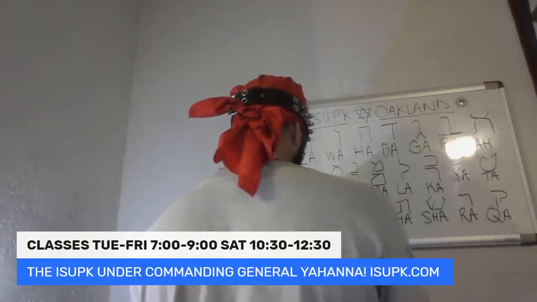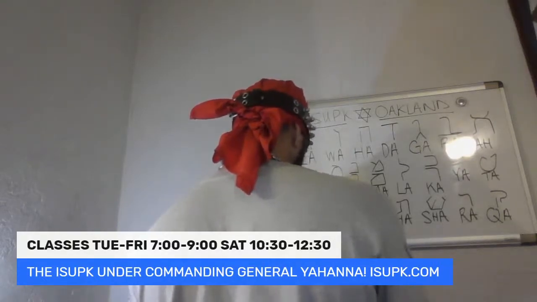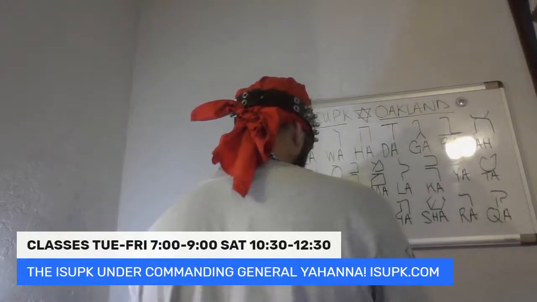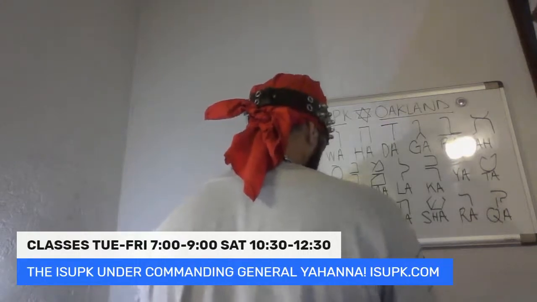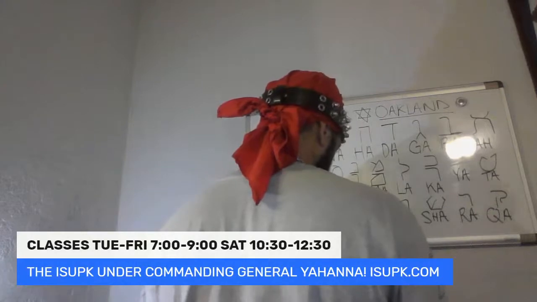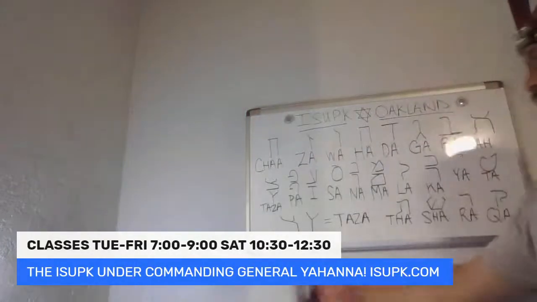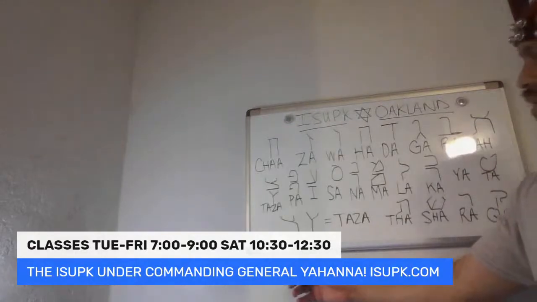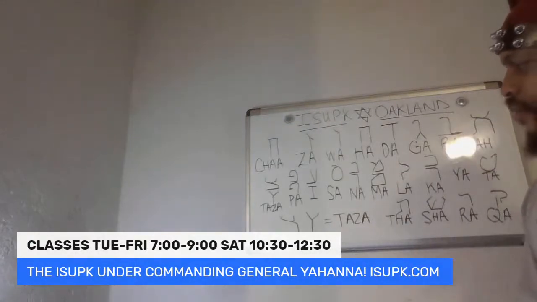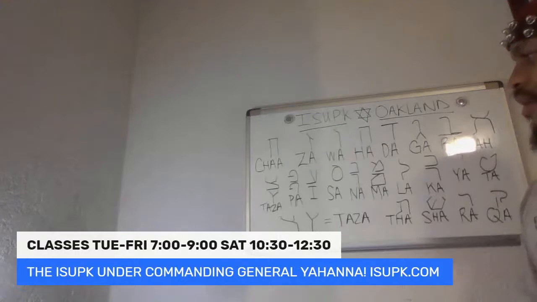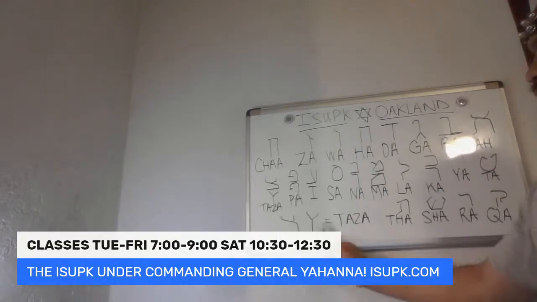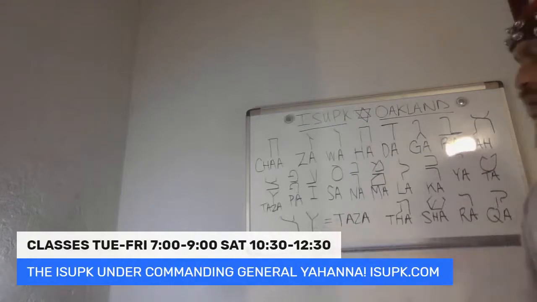Anywhere but at the end, it'll look like this. But when it's the last letter in a word, the appearance is different. So Tazah looks like this, kind of like a very poorly drawn Y. But when it's at the end, it looks like a capital Y. All right? And that's Tazah.